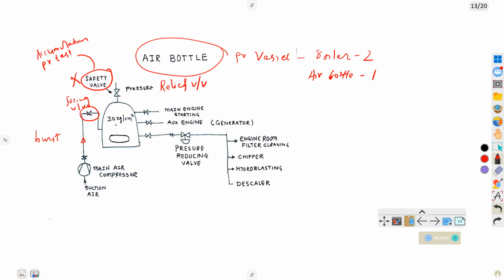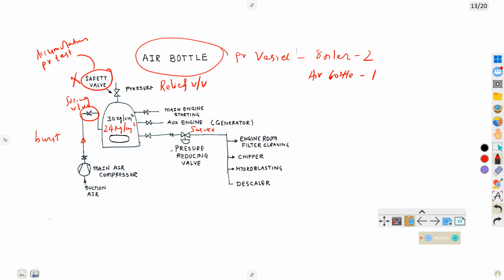Okay, so the air bottle is filled up to 30 bar, usually 30 bar or 24 kg per centimeter square, depending upon the size of the vessel. From this, one line goes to the main engine starting. The second valve goes to the auxiliary engine, meaning generator starting. And the third goes to the service air.